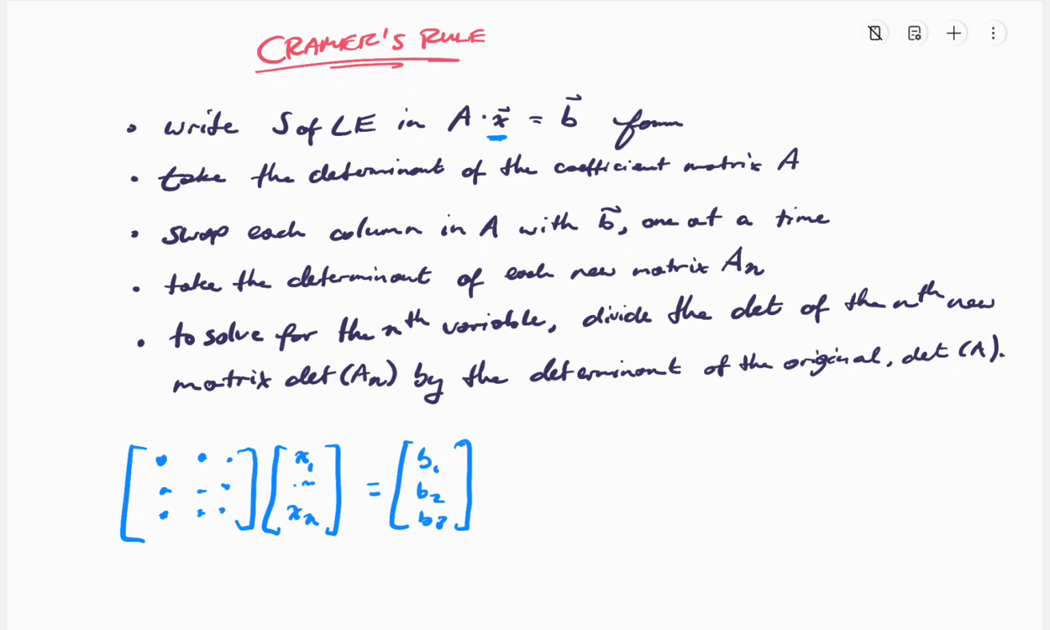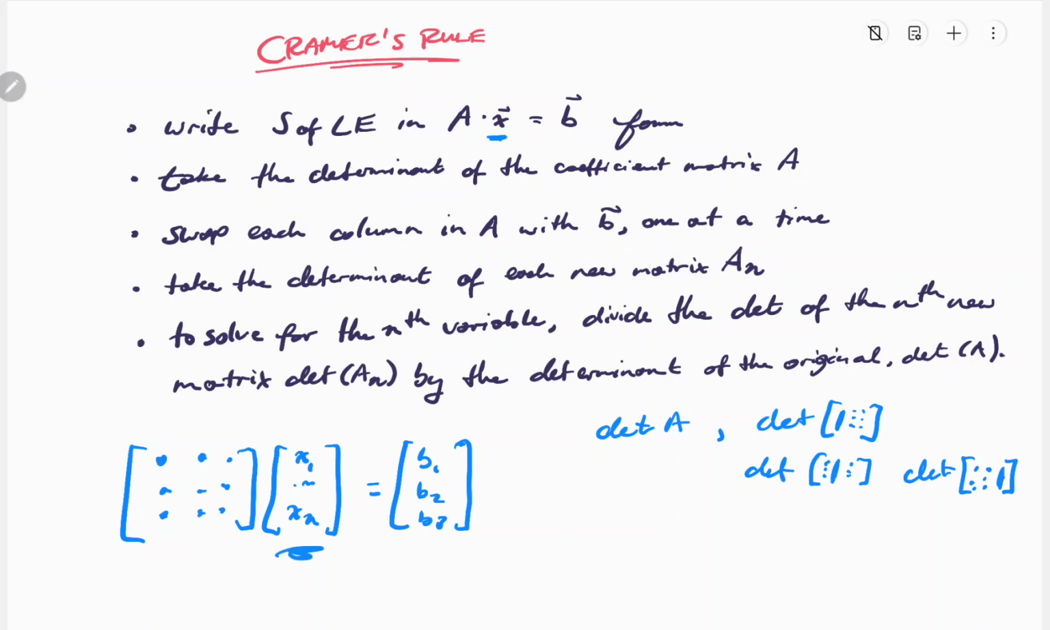So once you have those determinants, you would have the determinant of the original. You would have the determinant of the one where you put b1, b2, b3 in the first column. You have the determinant of the one with b1, b2, b3 in the middle, and then you'd also have the one with b1, b2, b3 on the right. So this is 4 determinants to calculate for 3 variables.